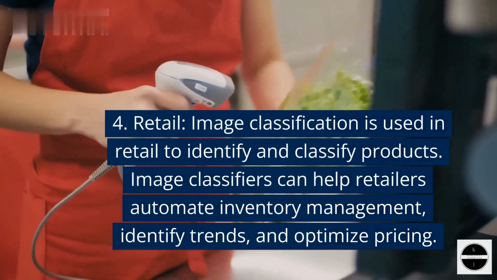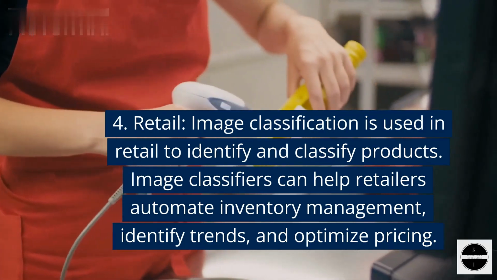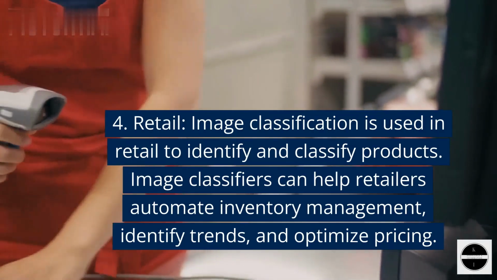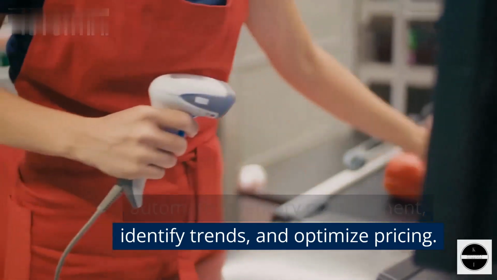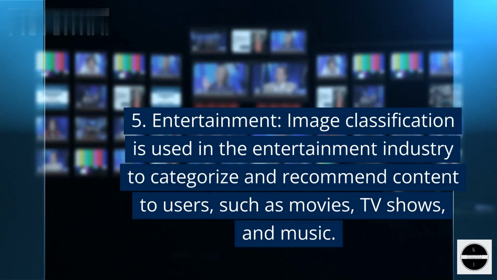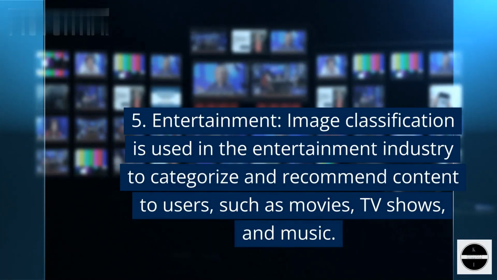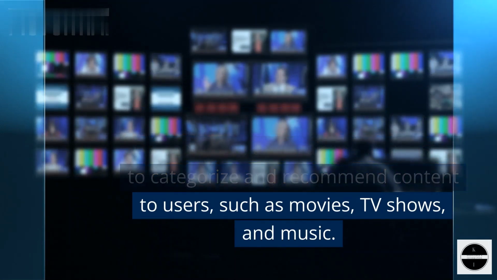4. Retail. Image classification is used in retail to identify and classify products. Image classifiers can help retailers automate inventory management, identify trends, and optimize pricing. 5. Entertainment. Image classification is used in the entertainment industry to categorize and recommend content to users, such as movies, TV shows, and music.